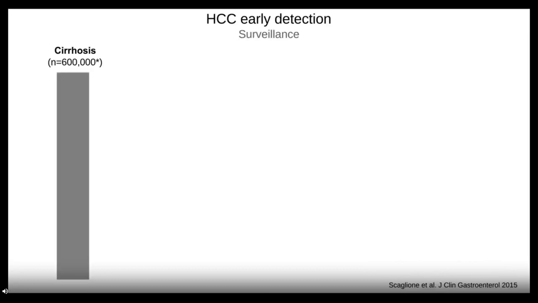Now, let's put specific numbers to what this represents in the US, and this is data from the United States. There are approximately 600,000 cirrhotic patients in the US. If we assume that between 2 and 3% will develop HCC every year, we have around 18,000 new HCCs per year in these cirrhotic patients.